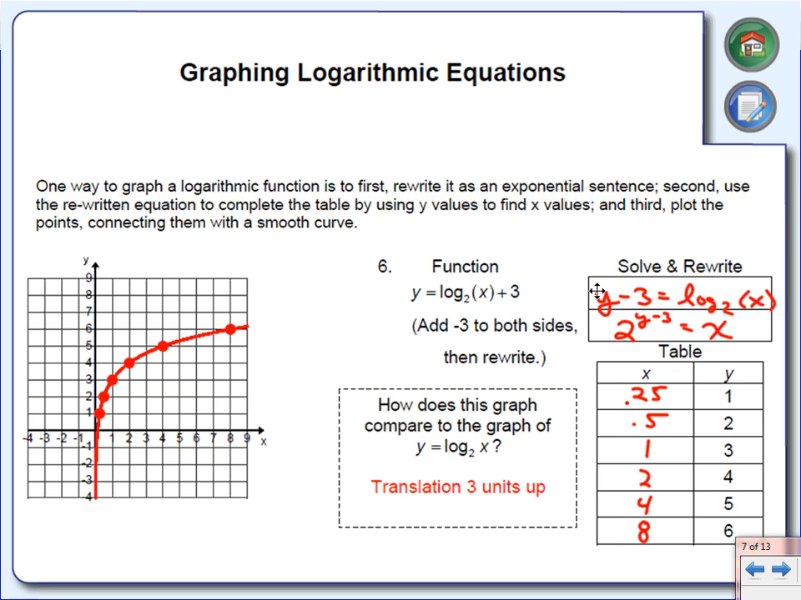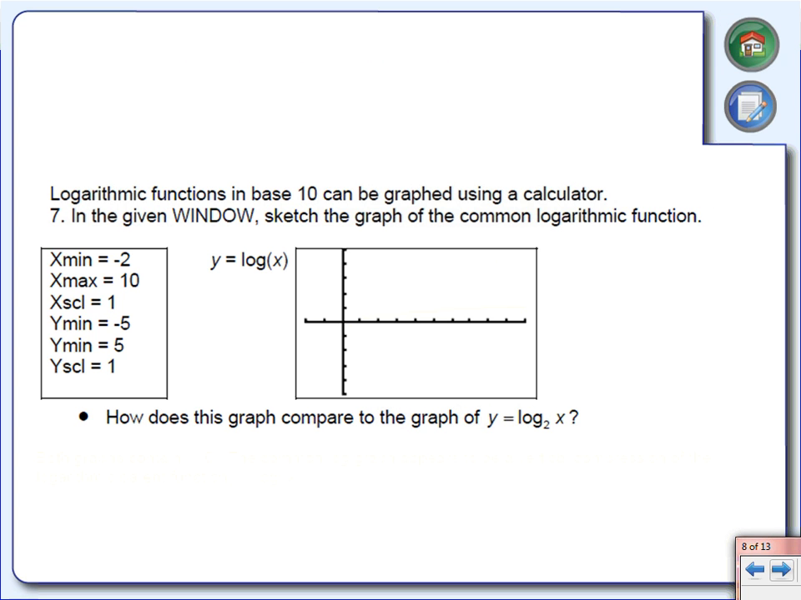However, if you turn to the next page, you'll notice up at the top it says logarithmic functions in base 10 can be graphed using a calculator. So yes, you can, as long as we got a base of 10. Did we have a base of 10 with the first 6 that we did? No. So that's why we had to do it by hand. However, the next few that we're going to see are going to have a base of 10. So the next few we can use our calculator.